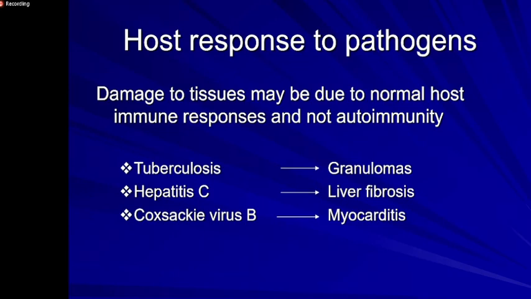So the damage again may be due to what we call the normal immune response. For example, tuberculosis, we know you end up having granulomatous inflammation. Hepatitis C infection, we know it will cause liver fibrosis. And coxsackie virus B, we know it can cause myocarditis. Now, whether this is what actually causes the immune response towards the cell tissue, or because of autoimmune diseases, we don't know.